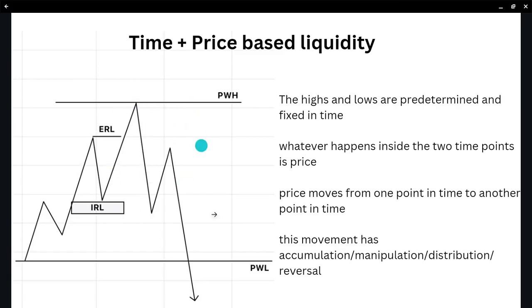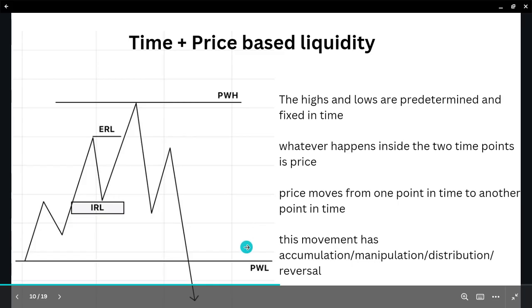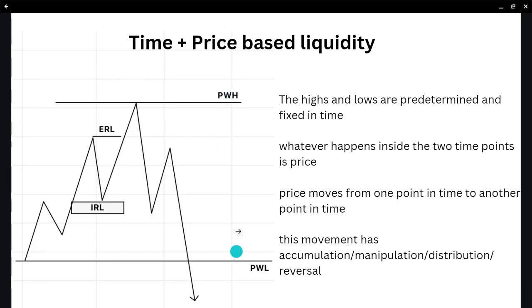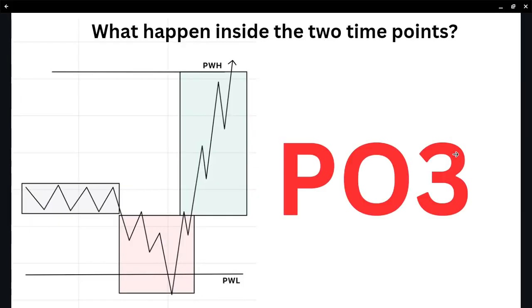This can be a monthly high, this can be a monthly low, this can be a session's high, this can be a session's low. Time and price, they're fractal in nature. So whatever you see on the lower time frame happens on the higher time frame. Whatever happens on the higher time frame happens on the lower time frame. Understood? So another one I would like to let you know is what happens inside the two time points. Every single thing between these two time zones boils back down to the power of 3. This is a major ICT concept.